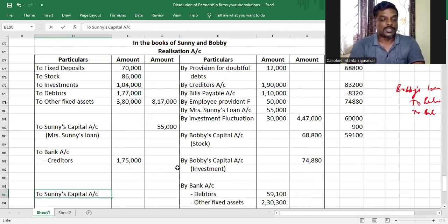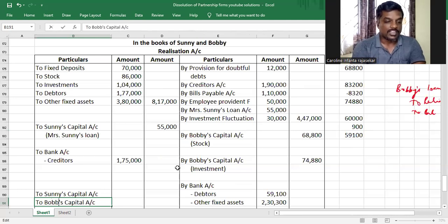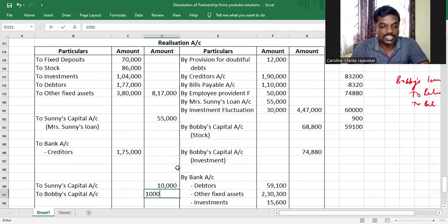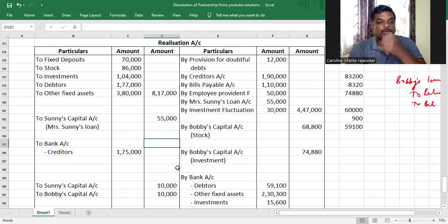Whenever it is a firm's expense, the realization expense, you are supposed to debit realization account. And when it is paid by the firm, you write to bank. When it is paid by the partner, you write partner's capital account. And it was 10,000 and 10,000. Realization expenses were paid equally. The 20,000 was paid equally.